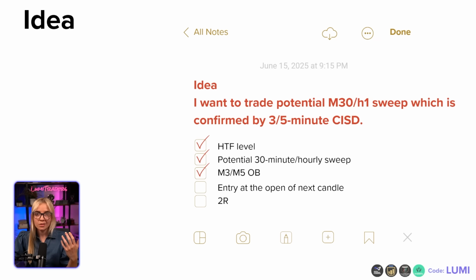Entry is going to be at the open of next candle. We are not going to always get the test of order block, unfortunately, so I prefer to protect myself and enter at the open of next candle.